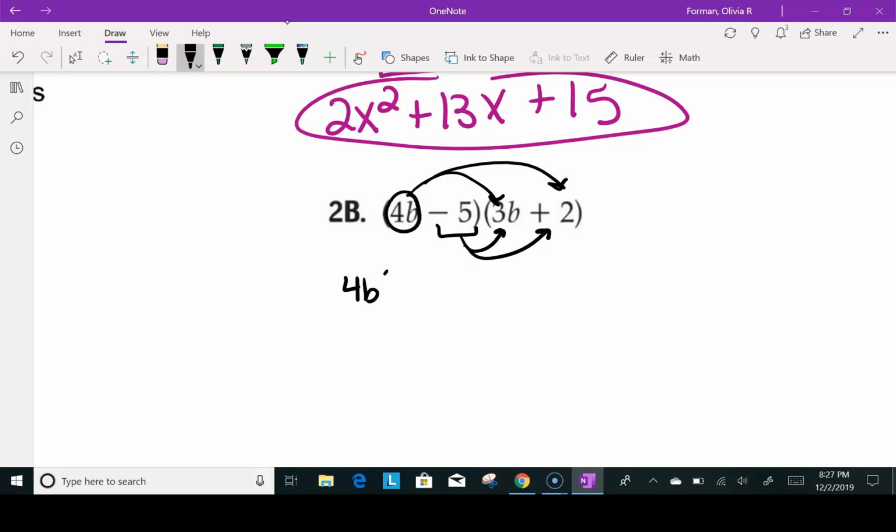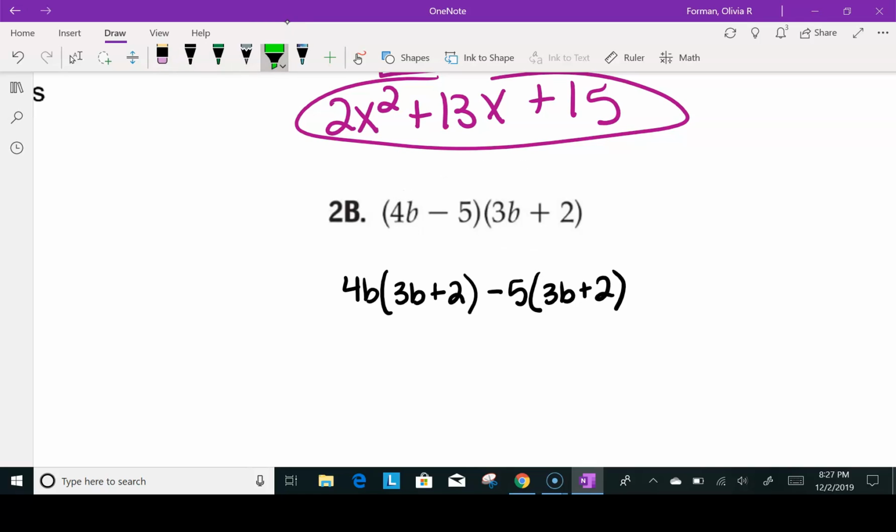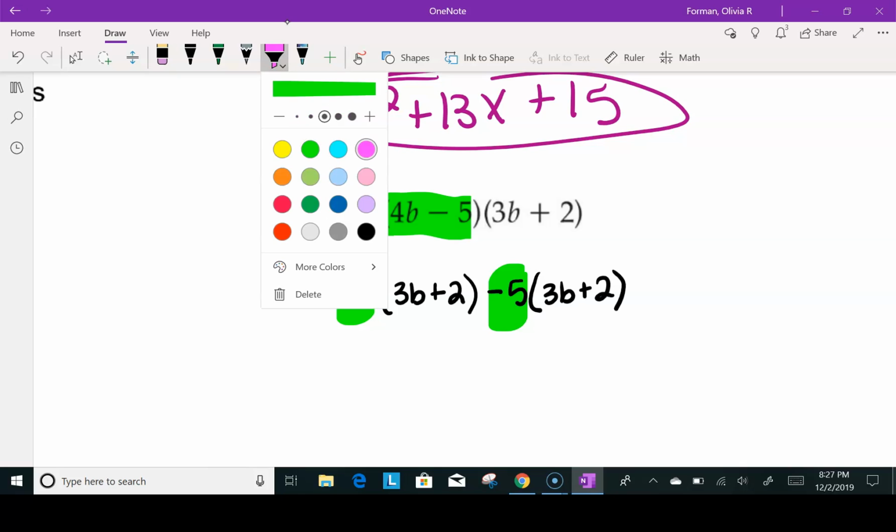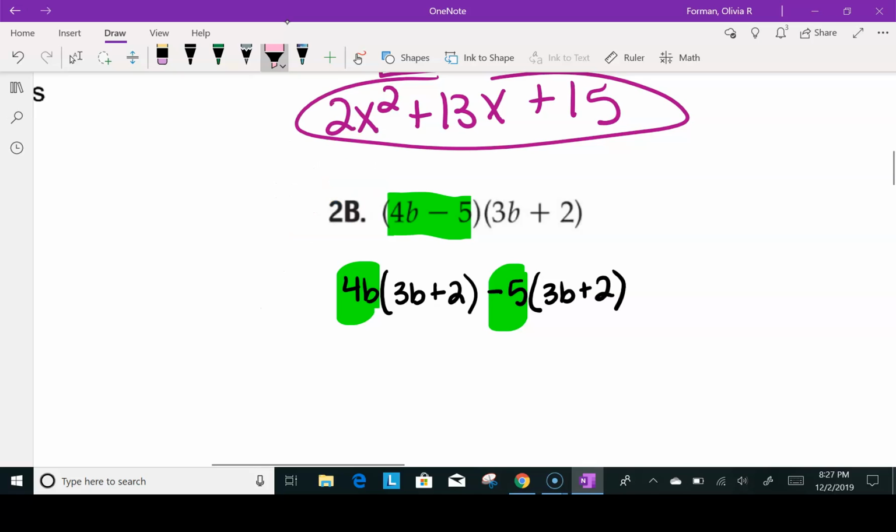So that 4b, break it apart. It has to be multiplied by 3b plus 2. That minus 5, break it apart. It has to be multiplied by 3b plus 2. And so, again, this one's broken up. You still keep that negative sign on that negative 5, so make sure you watch that. The 3b plus 2 can kind of stick together. You're going to multiply through.